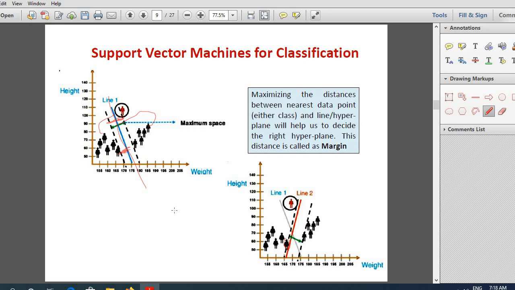So we have to choose the line which gives the maximum margin from the support vectors. So what are support vectors? Support vectors are the data points which lie closest to the separating line. There are many possible ways in which you can choose a line separating two classes, but the best line would be the one that maximizes the margin between the support vectors.